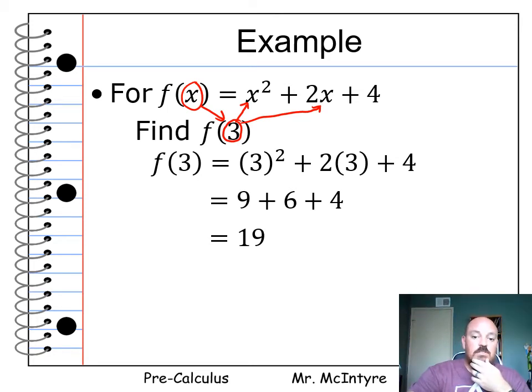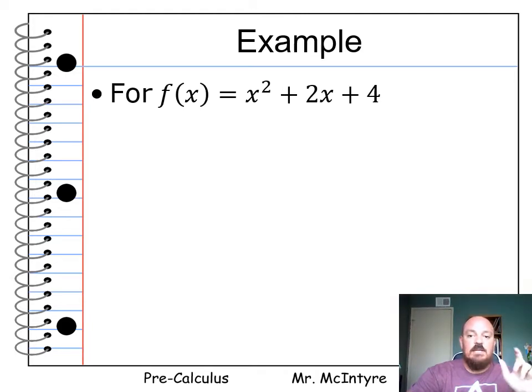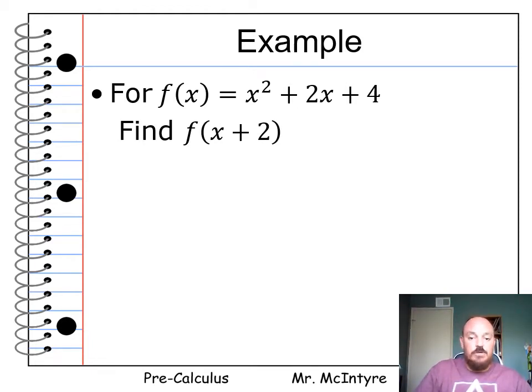The reason I went through it so carefully, so slowly, is because for the next example, I'm going to give you the exact same function, x squared plus 2x plus 4, and we're going to find f of x plus 2. Now that's a little harder question. That's one I've seen students miss before. But we're going to do the exact same thing. I'm going to take the x, and I'm going to change it into an x plus 2. Now what that means is I'm going to change each of these x's into an x plus 2.